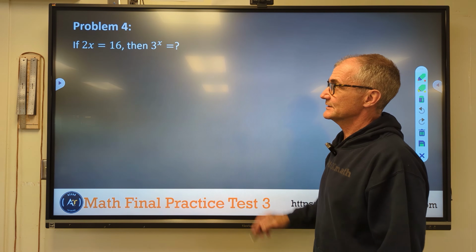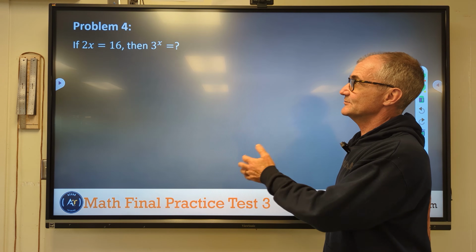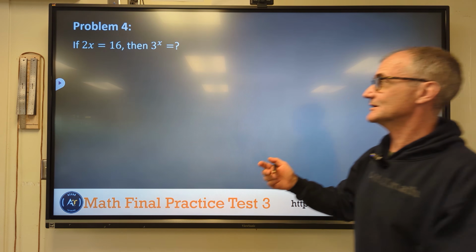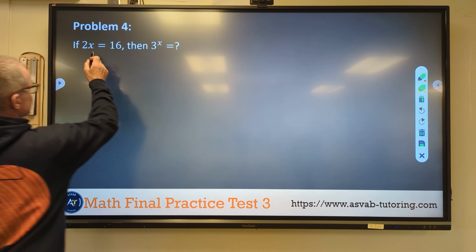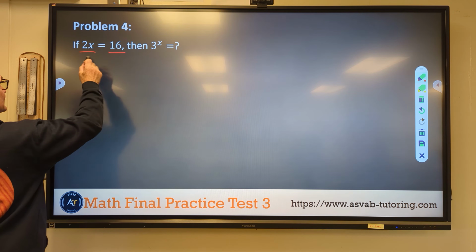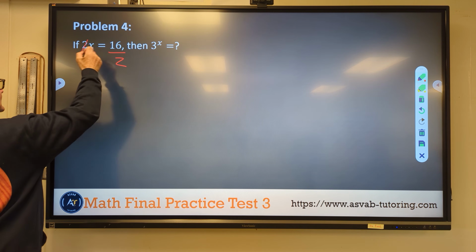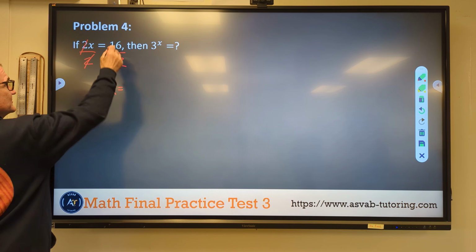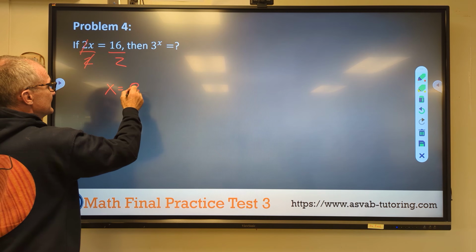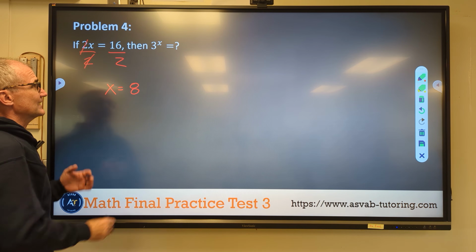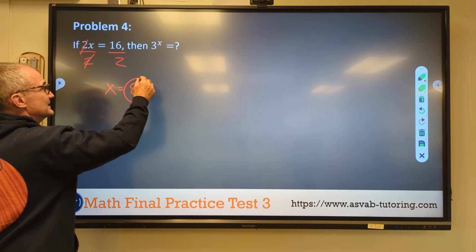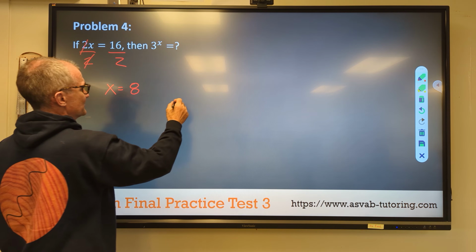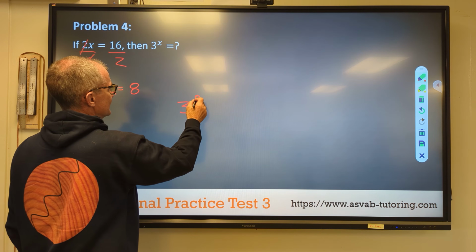Problem number 4. If 2x equals 16, 3 to the x is equal to what? This is a 2-step problem. Step 1, I've got to figure out what x is. Well, I have one equation, one variable. I can solve this. I divide both sides by 2. These 2's cancel. X is by itself. X is equal to 16 over 2, which is 8. Now that I have a value for x, I can plug it in there. So now the problem is 3 to the 8th.